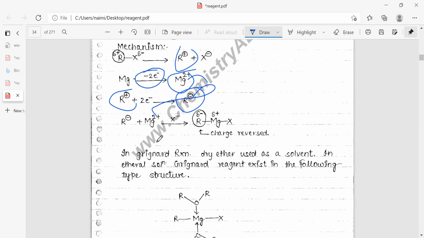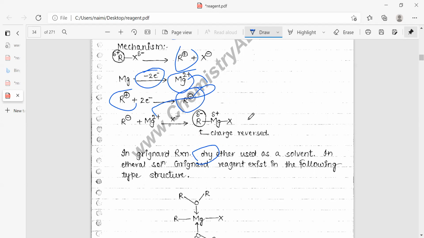In a Grignard reaction, dry ether is used, so before using the ether solvent you must dry the ether. You can use calcium hydride, CaCl2, or sodium benzophenone. There are lots of drying agents used to dry any solvent, either ether or THF.